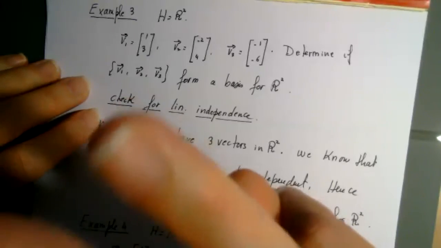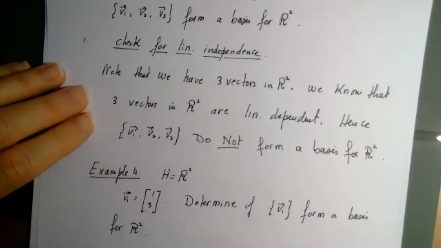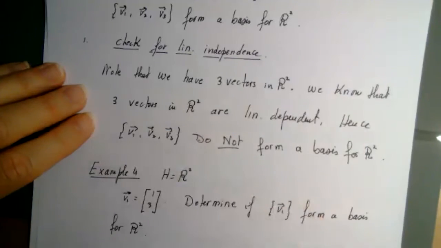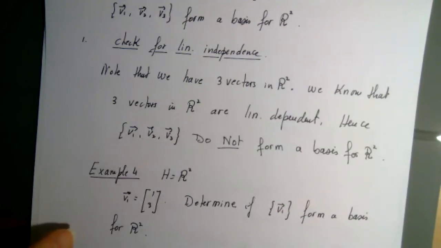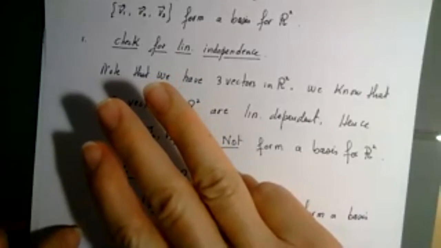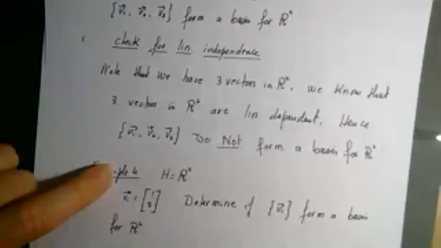You have 3 basis vectors in R2, so they're not linearly independent. Exactly. Immediately check for linear independence. Since we have 3 vectors in R2, we know any 3 vectors in R2 are linearly dependent. Just remember, because when we set up the system, we're going to have a free variable. Therefore, they don't form a basis. So 3 vectors in R2 fail to form a basis because they are linearly dependent.